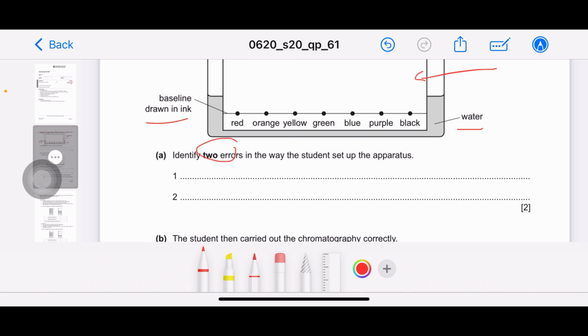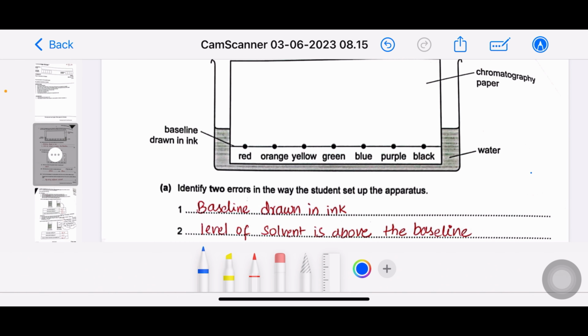Identify two errors in the way the student set up the apparatus. Here we find the mistake as baseline is drawn in ink and the level of the solvent is above the baseline.